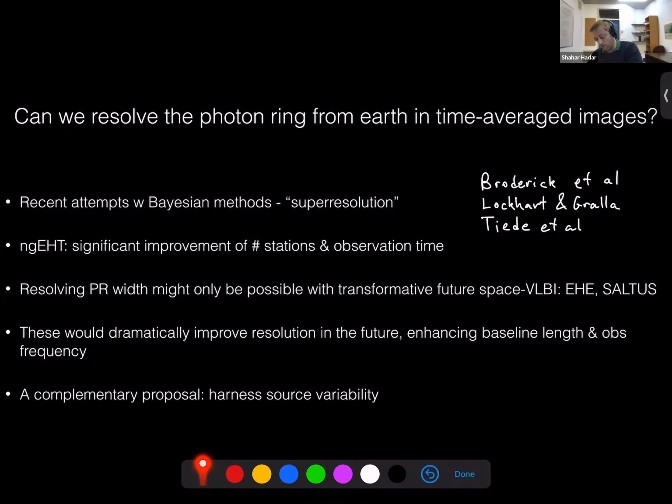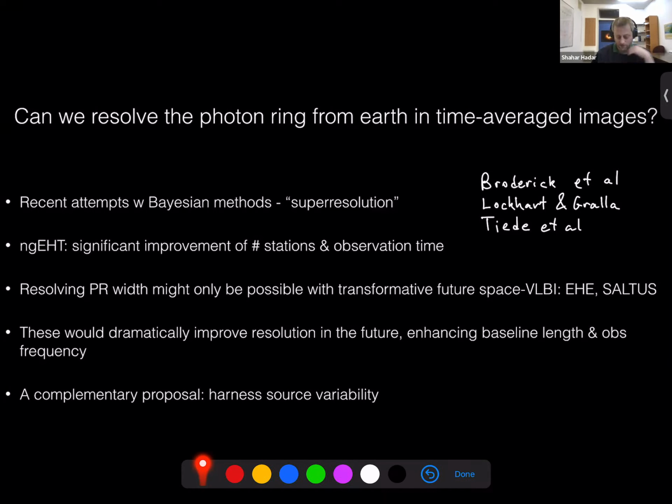And the ngEHT will go up from 230 gigahertz to 345. So it's a factor of 1.5 in frequency, and then some more stations. So maybe you'll improve the resolution by a factor of 2, but it's not an order of magnitude improvement in the resolution. It's going to be hard to resolve the width of the photon ring. The diameter, of course, is already resolved, right? Because we see the dark spot in the middle of the image.